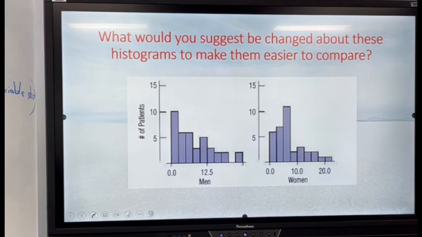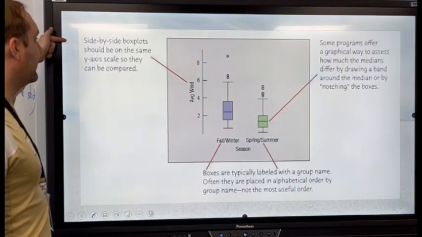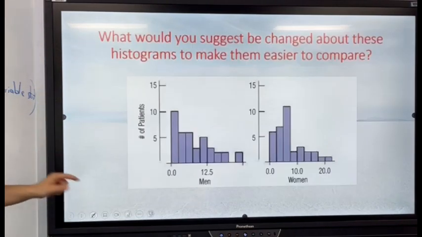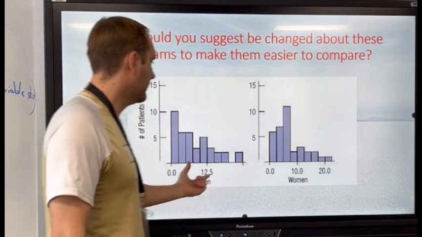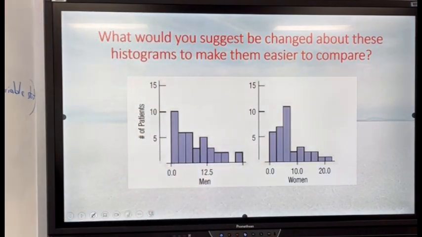What would you suggest be changed about these histograms to make them easier to compare? Something's wrong here. The numbers at the bottom, because the men's is 12.5 in the middle and the women's is 10. Very good. So as this slide points out, side-by-side box plots or histograms should have the same X and Y scales to compare them. Are these the same? No, it looks like this was manipulated so that they look like they're the same. But if I were to readjust one of them, I should see that there's a difference. So don't manipulate your data. This is a big no-no.